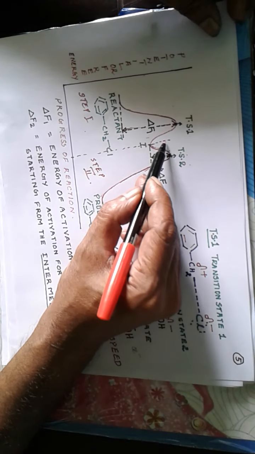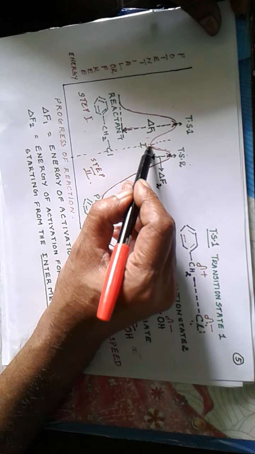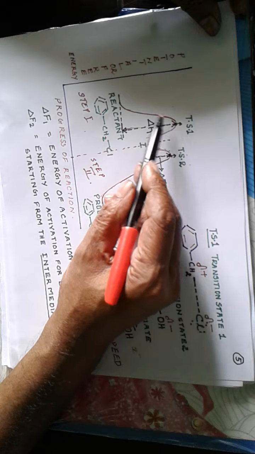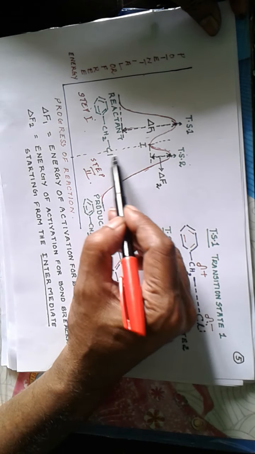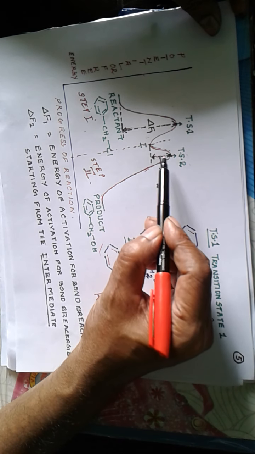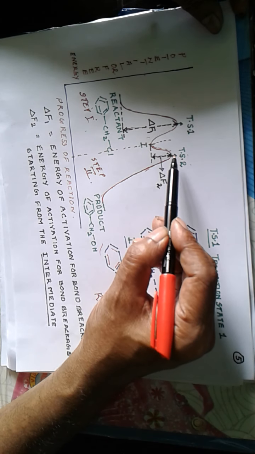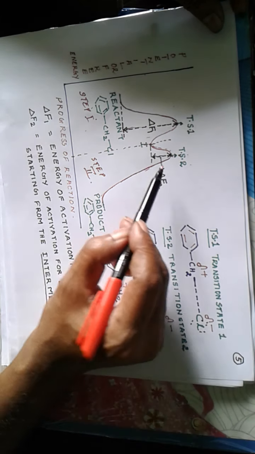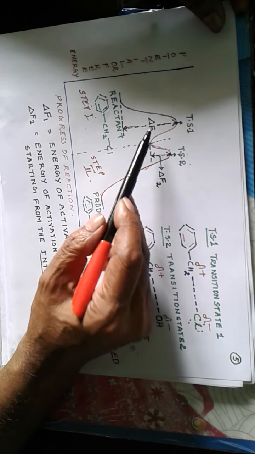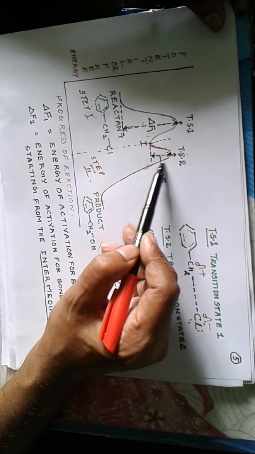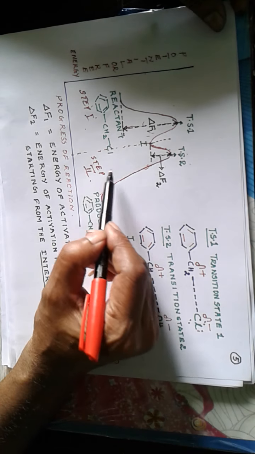Now this graph can be divided into 2 at the point of the intermediate, and the first half provides information regarding step 1, and the second half provides information regarding step 2. Now here the activation energy is the energy difference between transition state 2 and the energy of the intermediate, that is delta F2. Now delta F2 is very much lower than delta F1. This is a small hill, so it can be easily climbed, and so the reaction is faster in step 2.